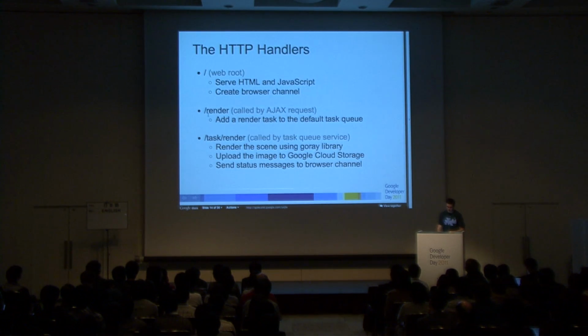We also have the render handler, which is called when you click the render button to create a render task. And then we have the render task itself, which uses the GoArray library to render the image, uploads the image to Google Cloud Storage, and then sends a status message through the browser channel to the client to say, here is the image.